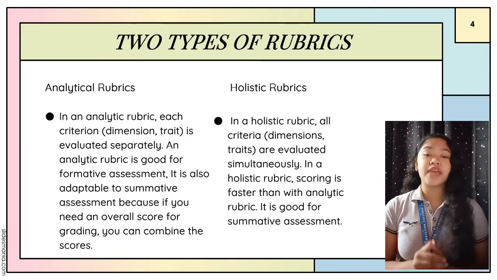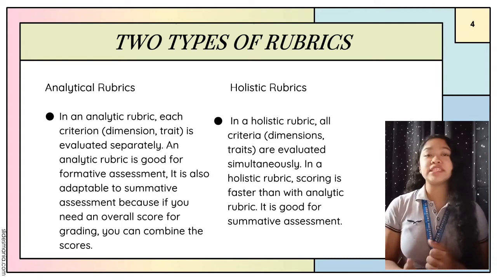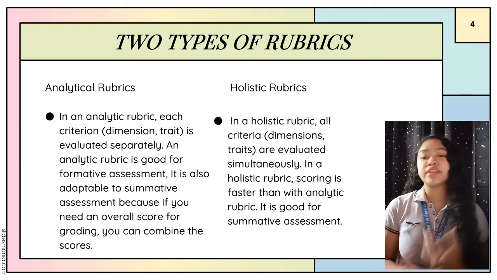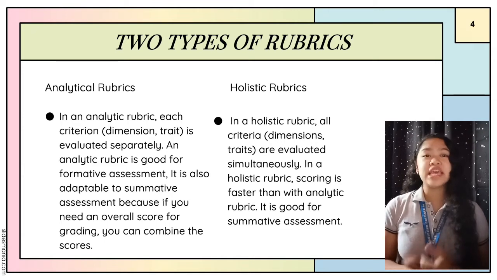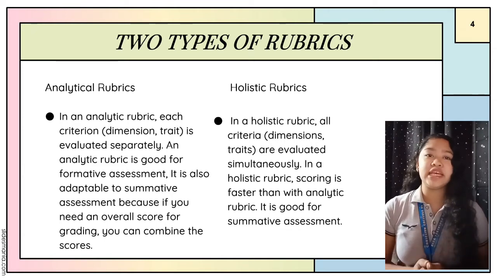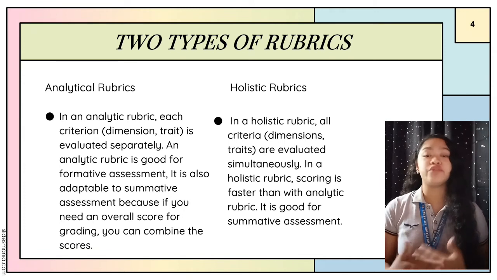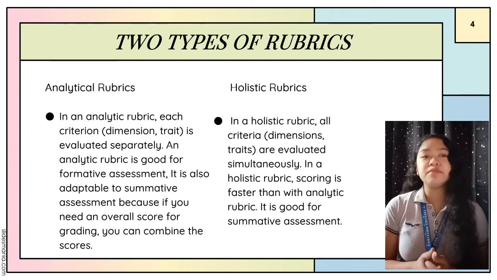So how to create and use rubrics? There are two types of rubrics. First is analytic rubrics. In an analytic rubric, each criterion, dimension, or trait is evaluated separately. An analytic rubric is good for formative assessment, and it is also adapted to summative assessment because if you need an overall score for grading, you can combine the scores.